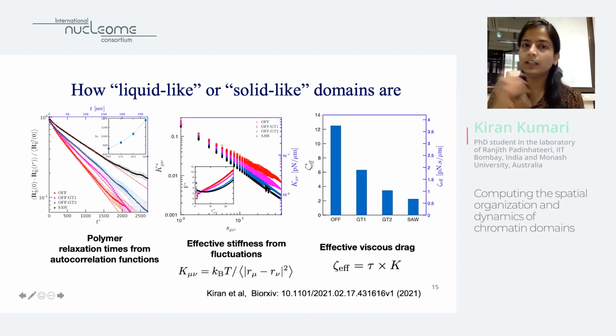To characterize the liquid-like behavior, we looked at the effective viscous drag which the chromatin domain is experiencing, which is a function of the relaxation time quantified here and the stiffness quantified here. This shows that the off state experiences more viscous drag compared to the other two states and the self-avoiding walk. This whole study indicates that the off state, which has the higher interactions in it, behaves like a gel. It has more solid-like behavior as well as more liquid-like behavior.